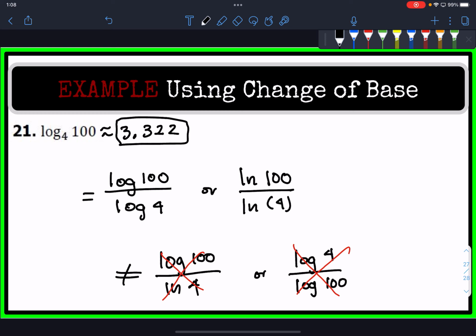On your assignment, make sure that you estimate all your answers to the third decimal point, the thousandths, as indicated in the directions.